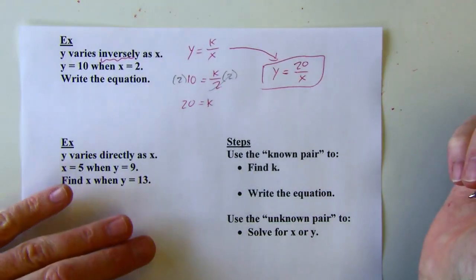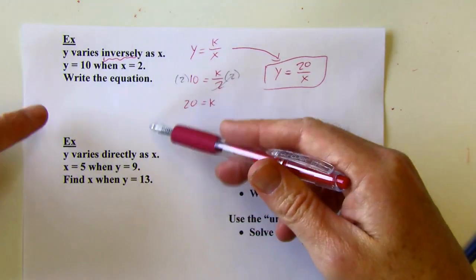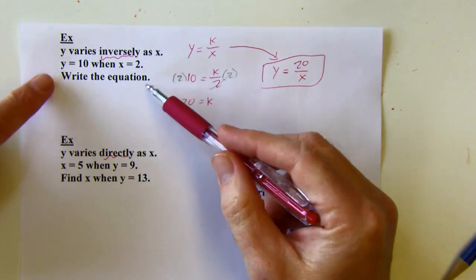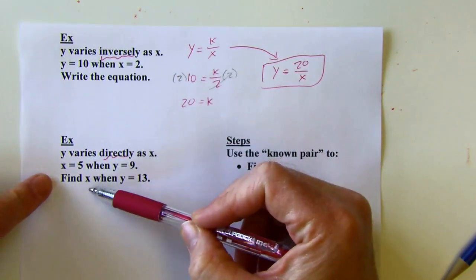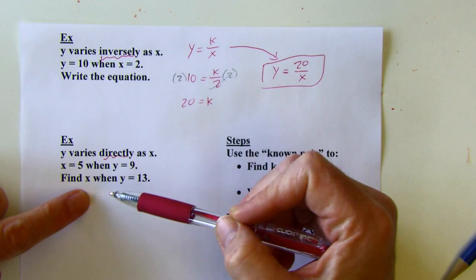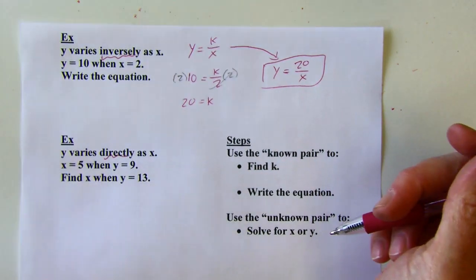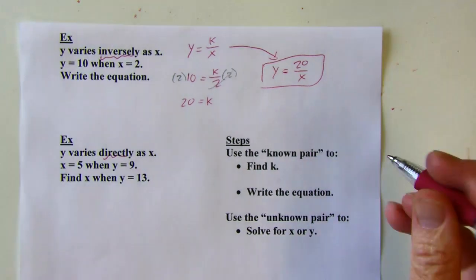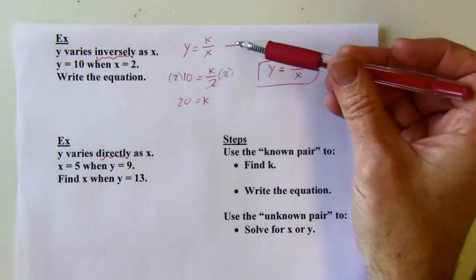Okay. So we're going to take this one step further on the next type of problem. Pretty similar type of problem. This one's direct variation, so that's different. But on these two previous problems, we were just writing the equation. Now this is asking me to find one of the variables. So I'm still going to want to write the equation first, and then I'll use that to find the unknown. So steps: use the known pair to find k. That's the same thing as we were doing up here.